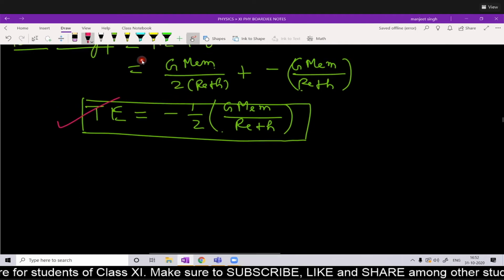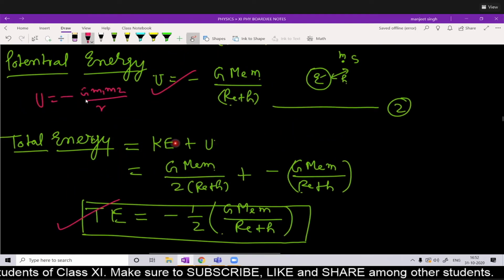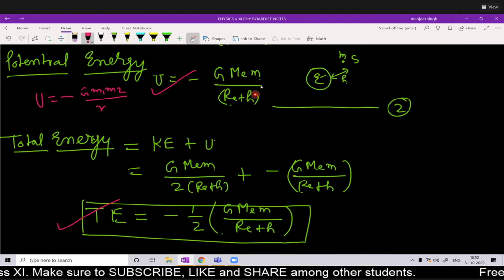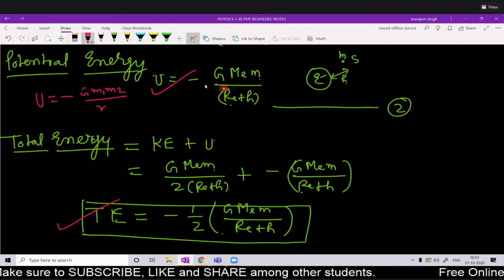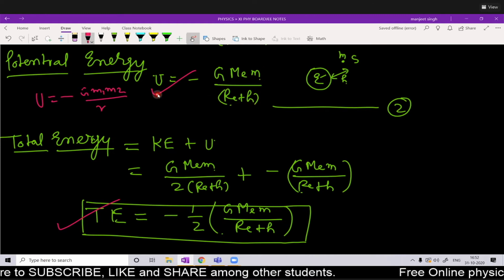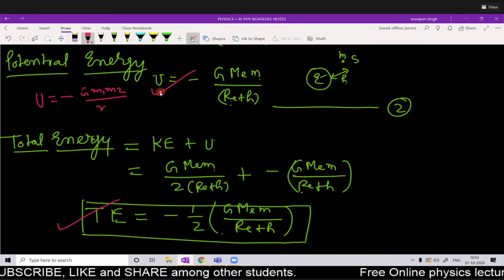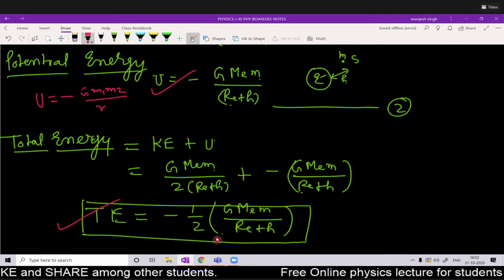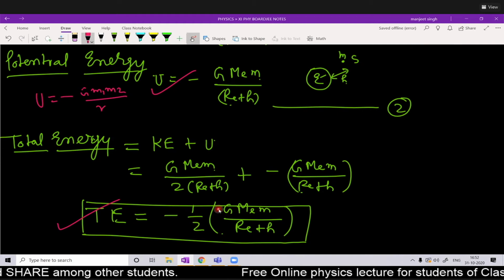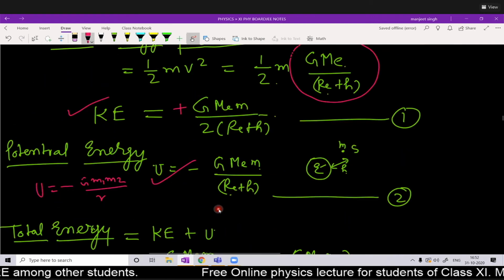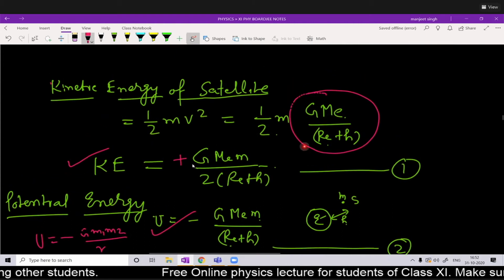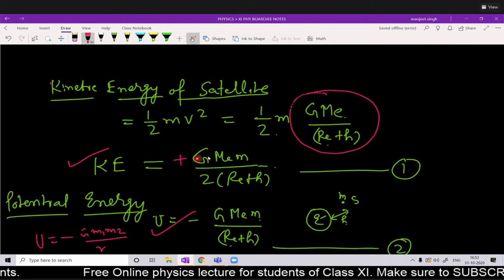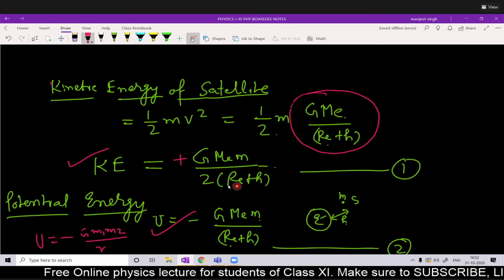Now the total energy expression also has the minus sign, as the potential energy expression. GMem upon Re plus H is the potential energy of the satellite at the height h above the surface of Earth with minus sign. Total energy is half of that with minus sign. And kinetic energy is also half of that, half of GMem upon Re plus H, but with plus sign.